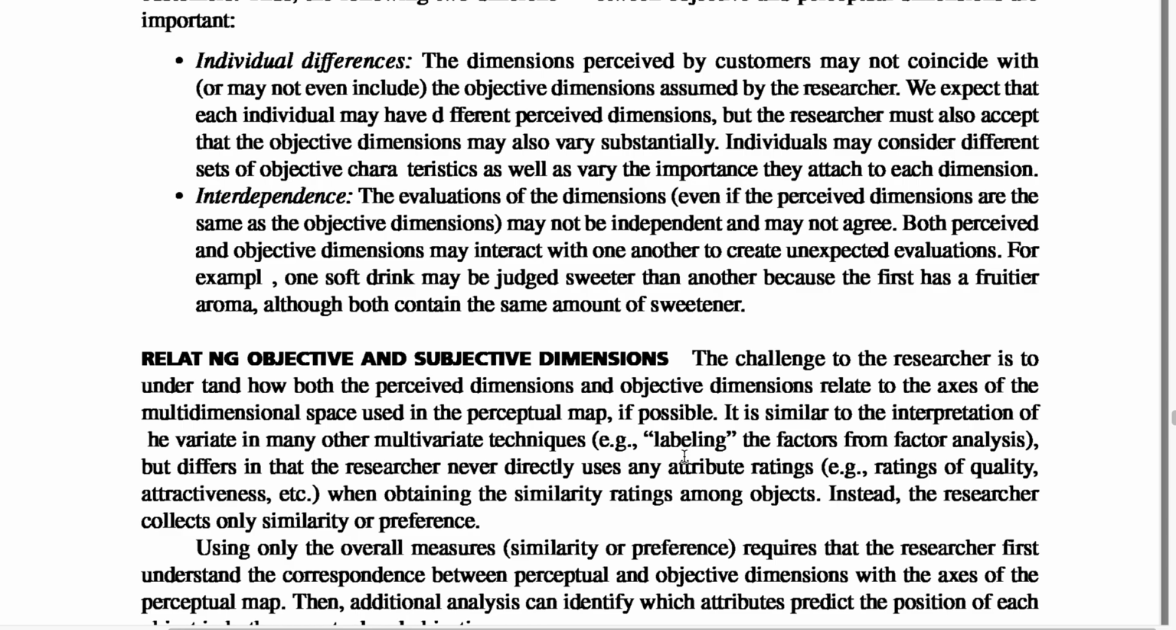Interdependence. The evaluation of dimensions, even if the perceived dimensions are the same as the objective dimensions, may not be independent and may not agree. Both perceived and objective dimensions may interact with one another and create unexpected evaluations. For example, one soft drink may be judged sweeter than another because the first has a fruitier aroma, although both contain the same amount of sweetness.